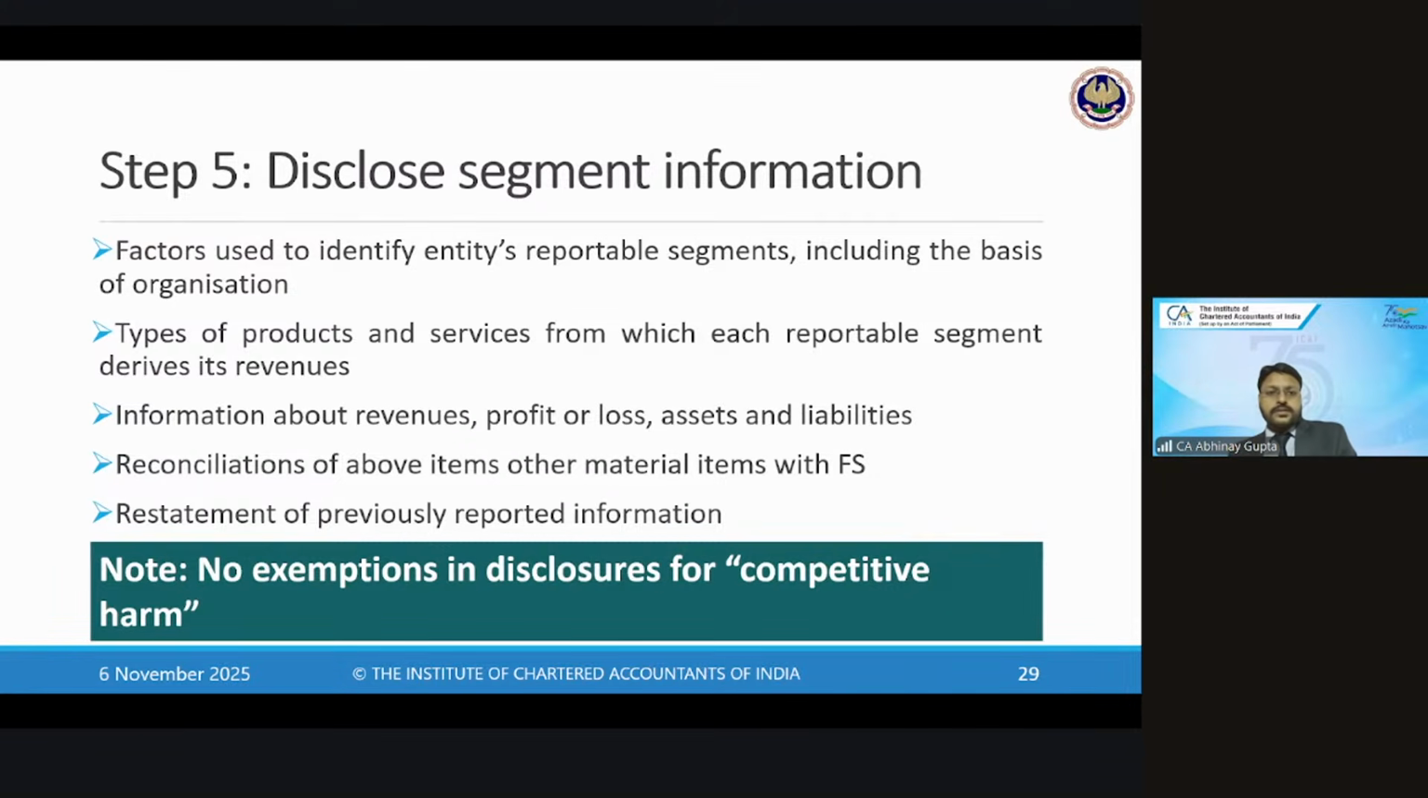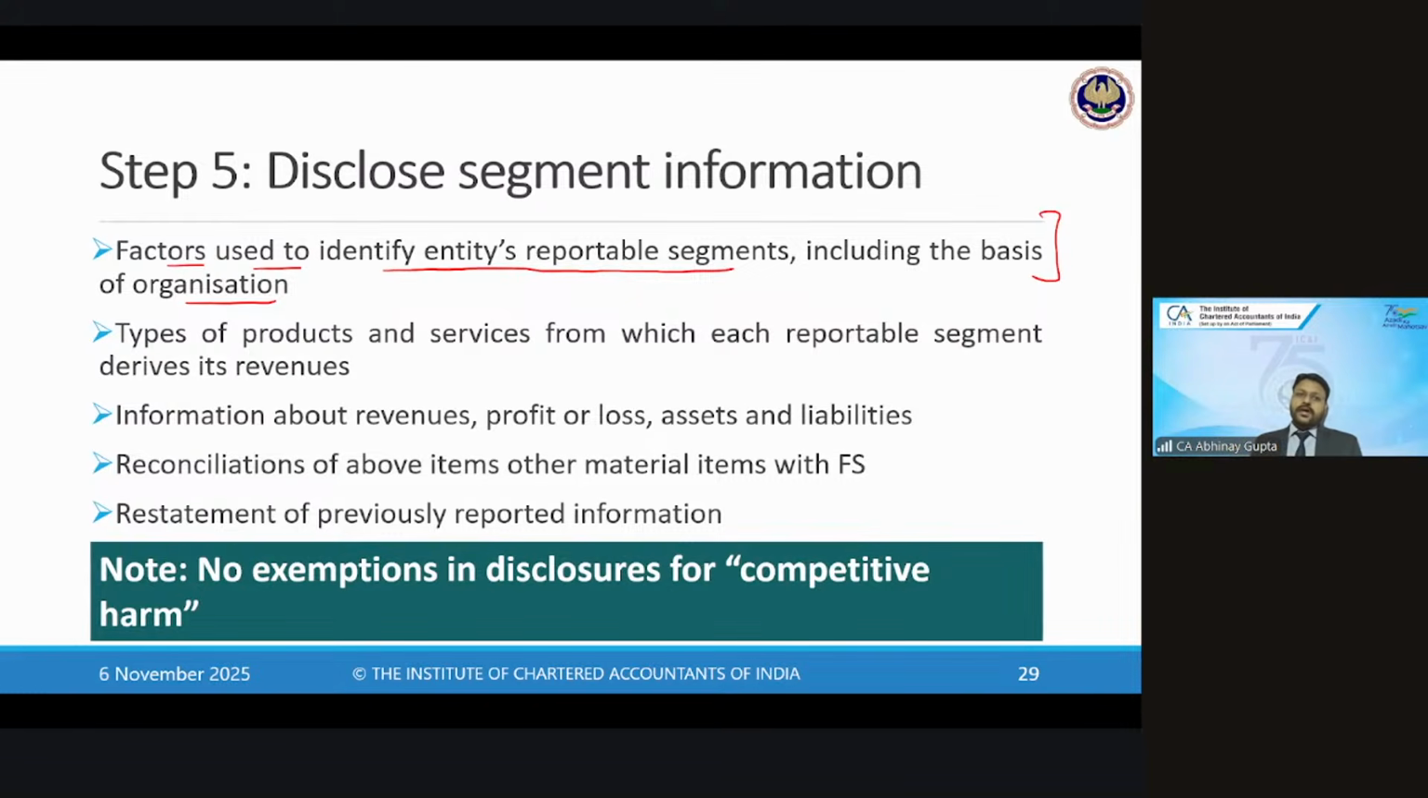So disclose what? Disclose segment information, that is number one. Factors used to identify the entity's reportable segments, including the basis of the organization. First of all, we need to explain the entire process, how we have reached this milestone, that these are the final seven operating segments which we are going to report. So what are the factors we have considered in order to identify them? We will explain that the CODM performs the review of these 10 operating segments on a regular basis, for which discrete financial information was available.